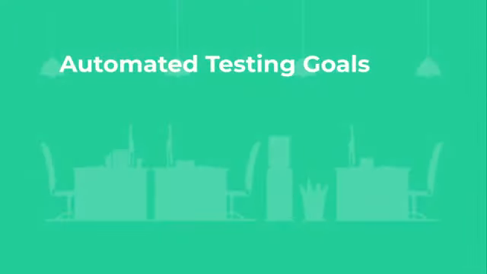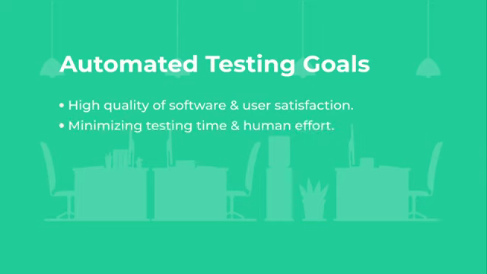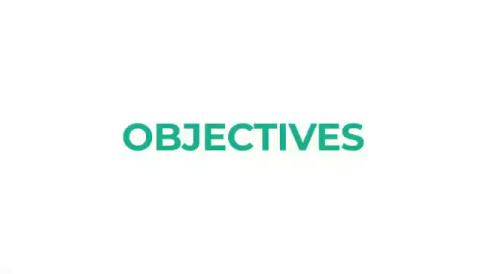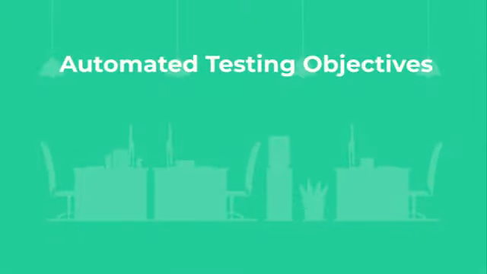The main goal of automated testing is to ensure the high quality of software and user satisfaction. It also aims to minimize testing time and human effort, increasing the efficiency of QA activities while reducing their cost. A QA engineer can achieve these goals by focusing on the automation objectives.